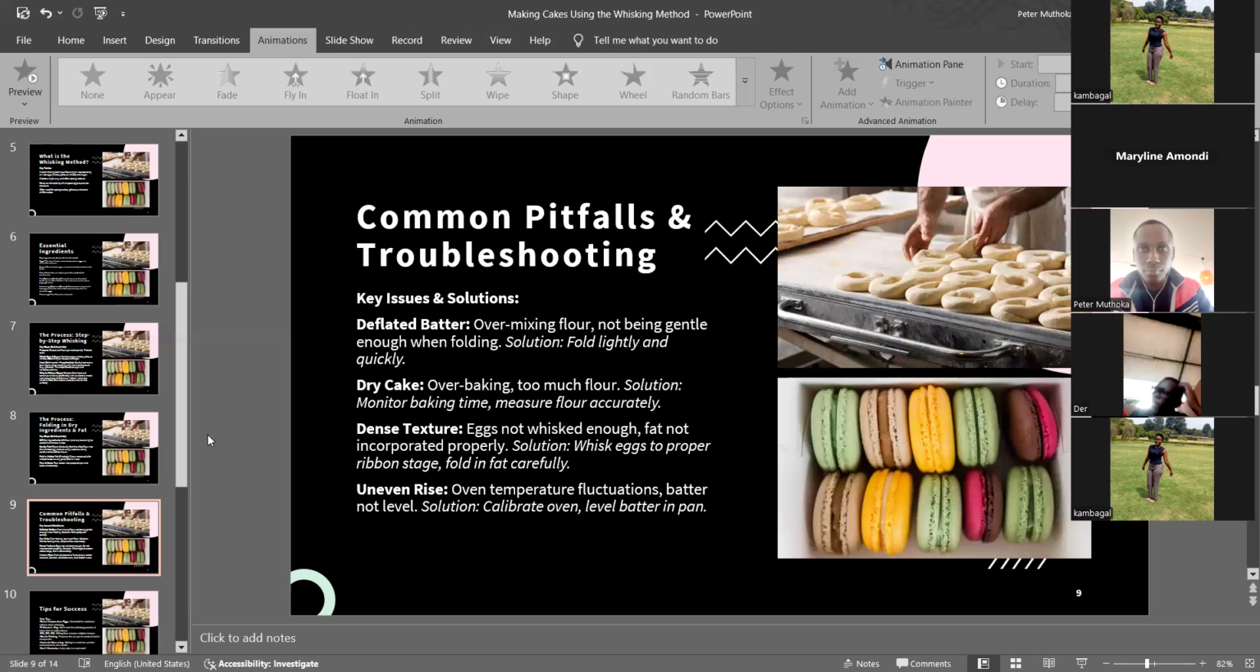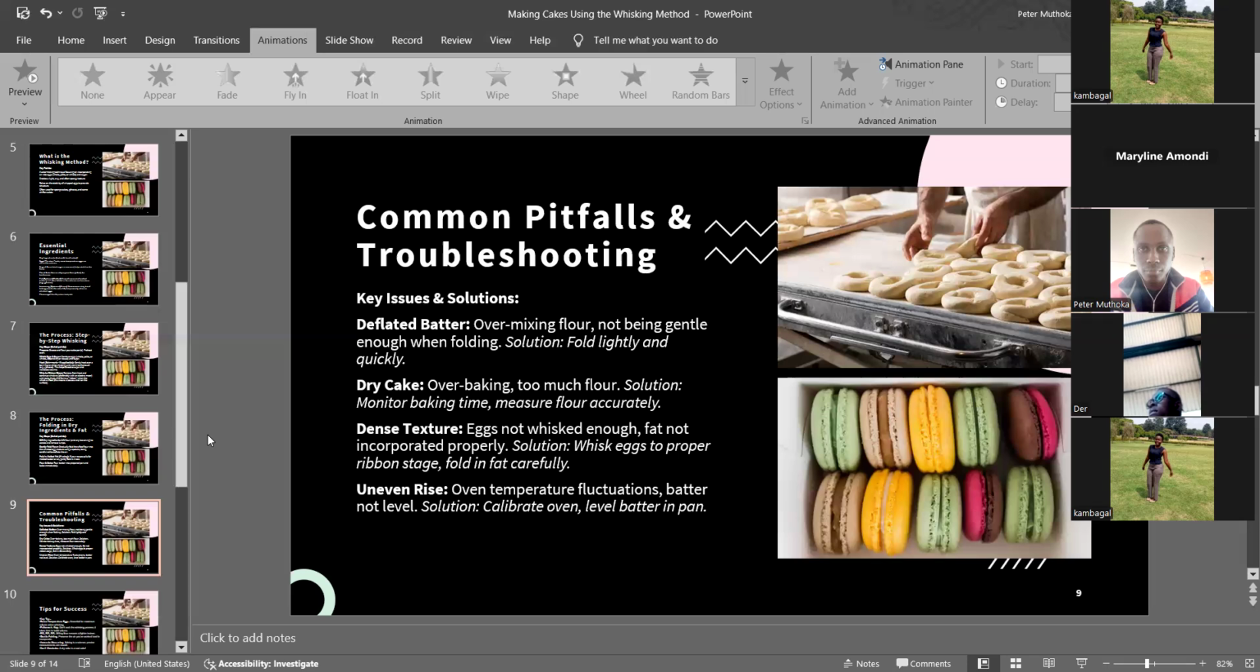Then you also have a common problem which normally occurs, and that is a dry cake. And how does this come about? This one will come through by overbaking. That is too much flour. Maybe during weighing your ingredients, you didn't take accurate measurements. You added too much flour into your mixture. So at the end of the day, you'll find that the cake is too dry.